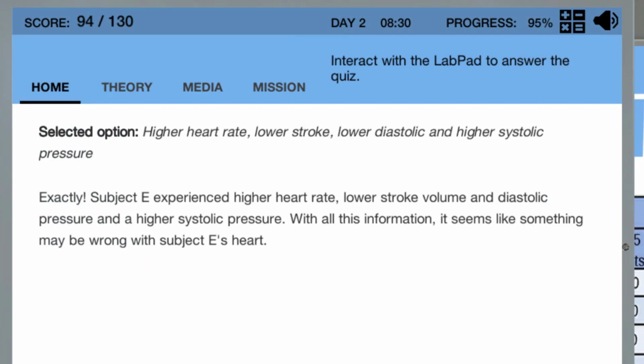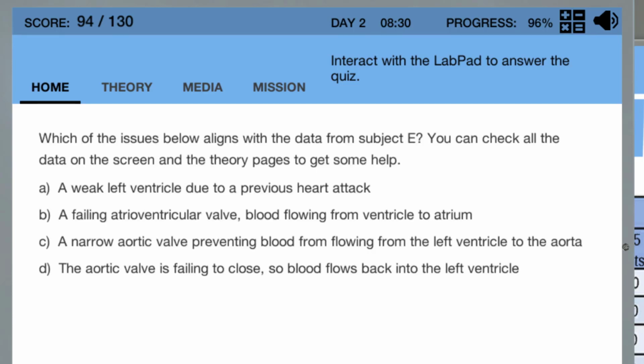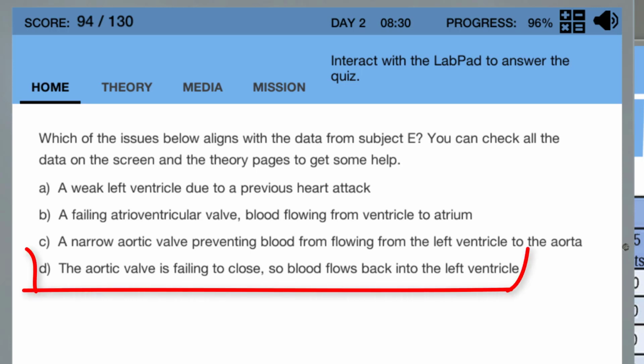Exactly. Subject D experienced higher heart rate, lower stroke volume and diastolic pressure and a higher systolic pressure. With all this information, it seems like something may be wrong with Subject D's heart. Which of the issues below aligns with the data from Subject D? You can check all the data on the screen and the theory pages to get some help.